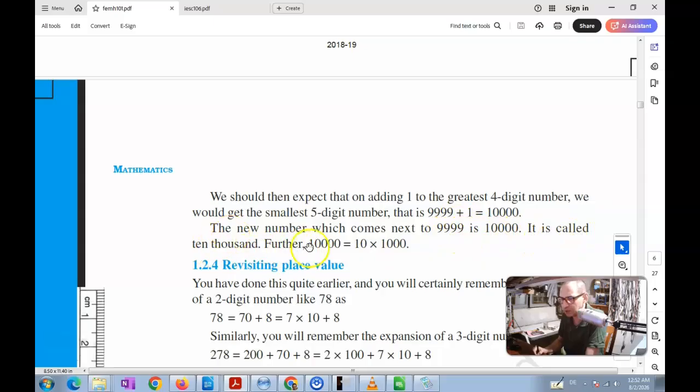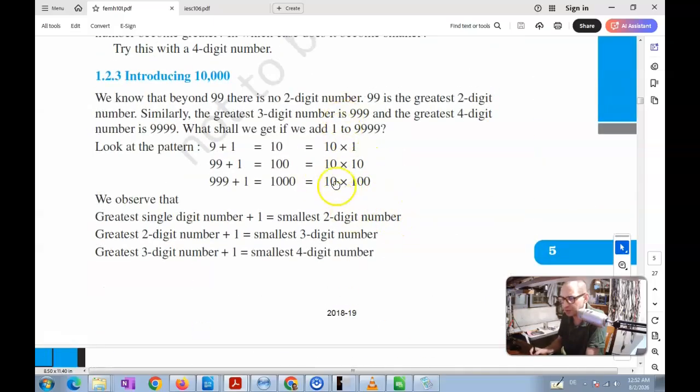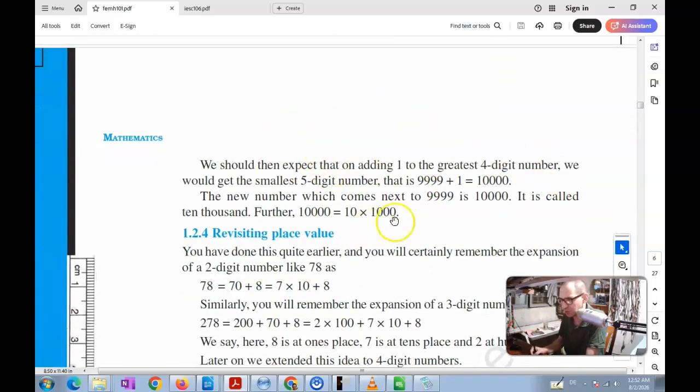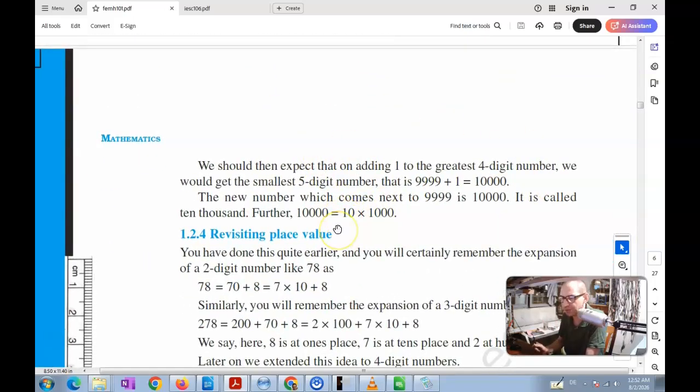It's called 10,000, and further, of course, 10,000 is nothing but essentially 10 times 1,000, which comes after this over here. So 10 times 1, 10 times 10, 10 times 100, and then 10 times 1,000. That's essentially the pattern that you can see in these numbers.